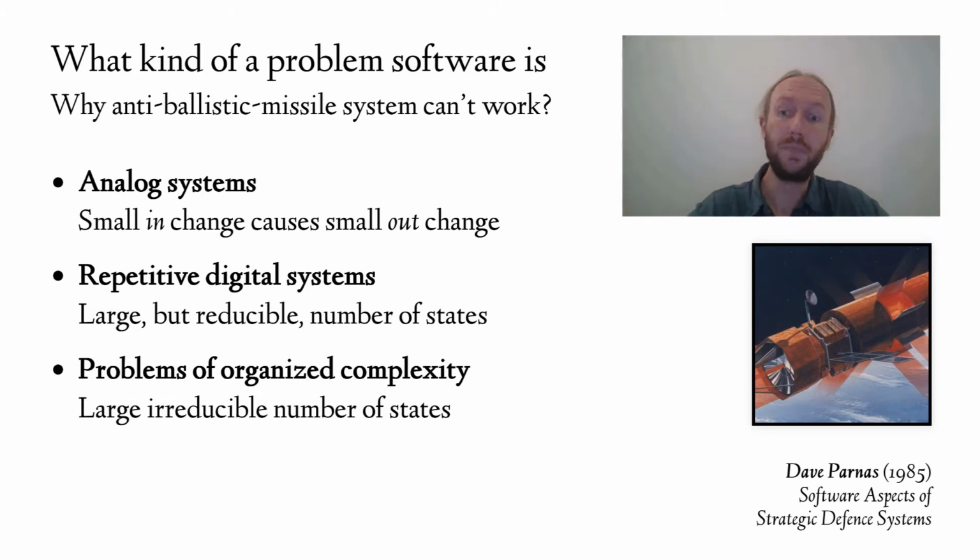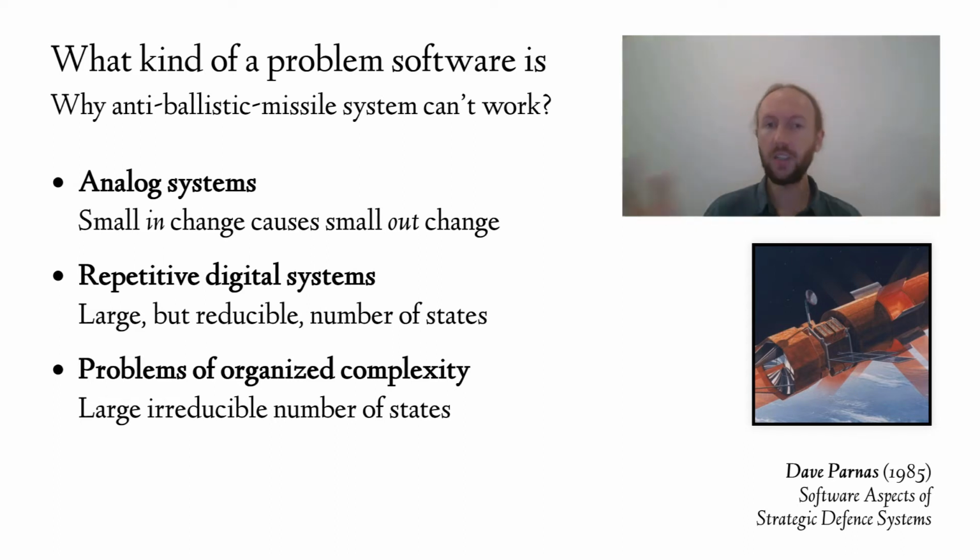Now, engineers have also learned how to build digital systems that are repetitive. So an example here is the CPU. This is a very large system which has lots of different states, but because it's very repetitive, it's built up from small repeated components that are simpler. You can analyze the individual components, and then from the analysis of those individual components, make sense of the whole system. Now, the reason why software is difficult is that software is a problem of organized complexity.